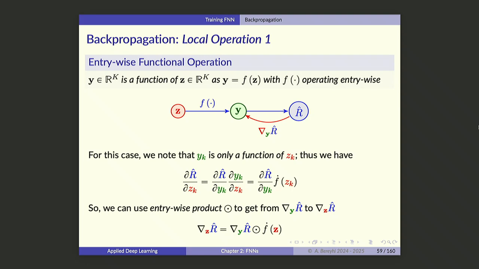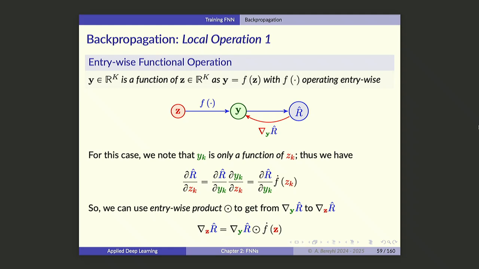Don't look at that slide, just tell me this. This r hat is a function of what? R hat is a function of y, meaning that r hat is a function of y1, y2 till yk, right? All of entries of y, right? So if I want to be fair and write the chain rule properly, I am going to say that partial derivative of r hat with respect to one particular z, say for example with respect to z1. How should I write it down?